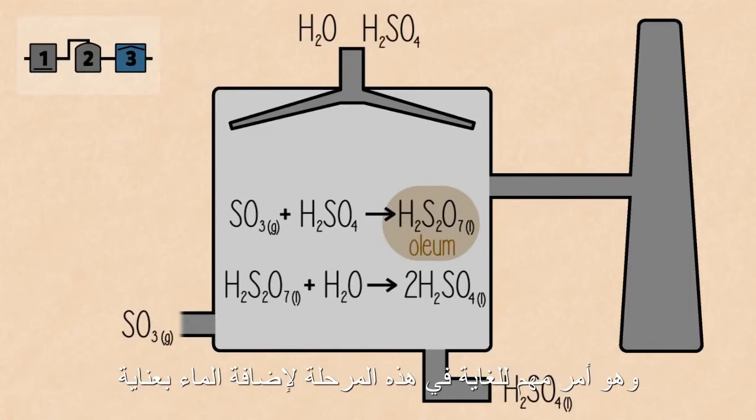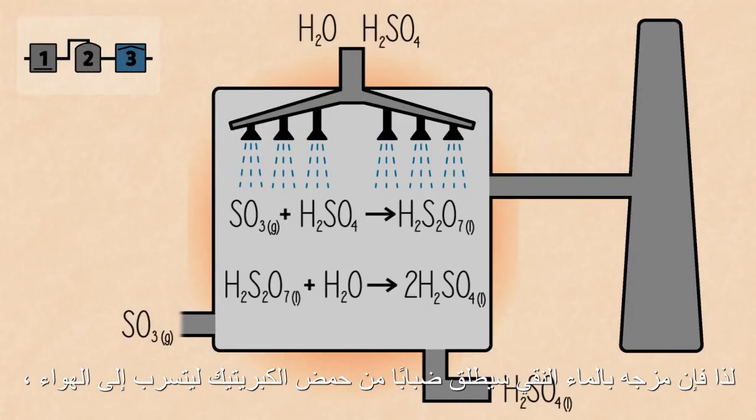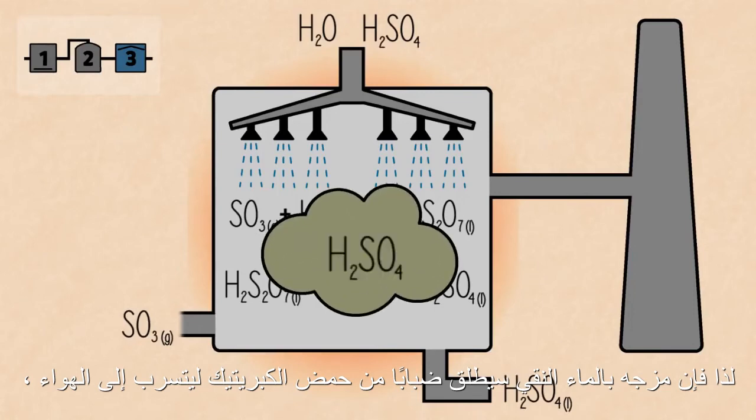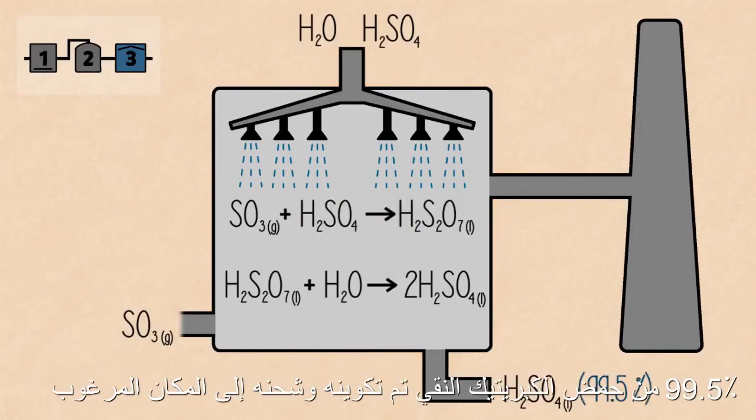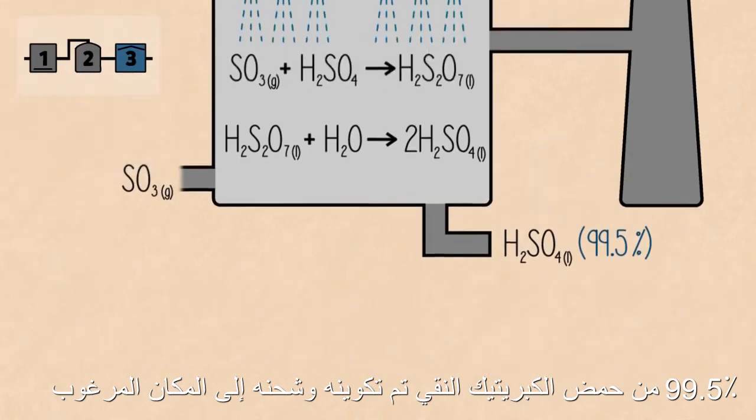It is very important at this stage to add water carefully, usually as a mist to sulfur trioxide. This is because the reaction is very exothermic, so mixing it with pure water would release a mist of sulfuric acid that would escape into the air. 99.5% pure sulfuric acid is then collected and is shipped off to where it is needed next.